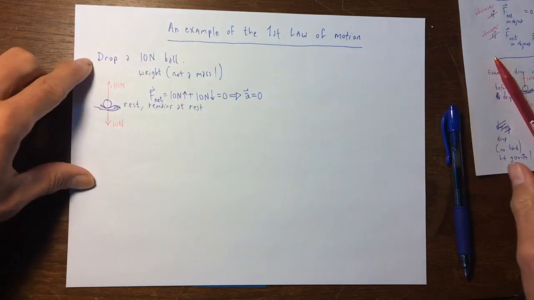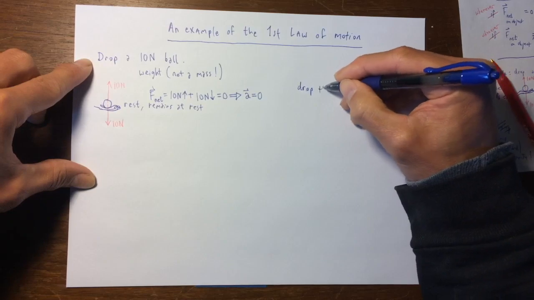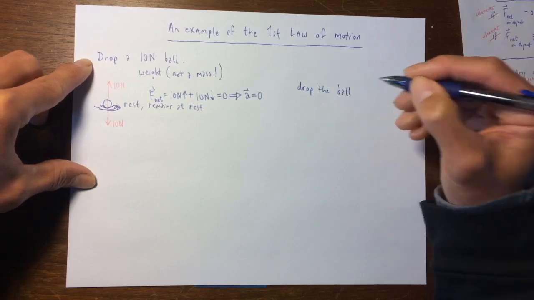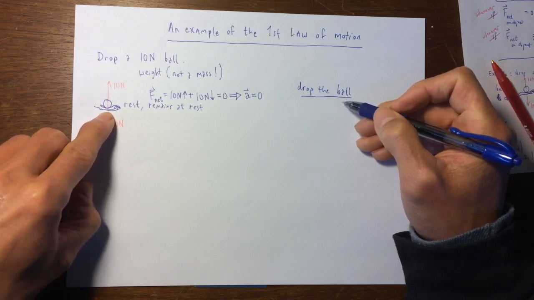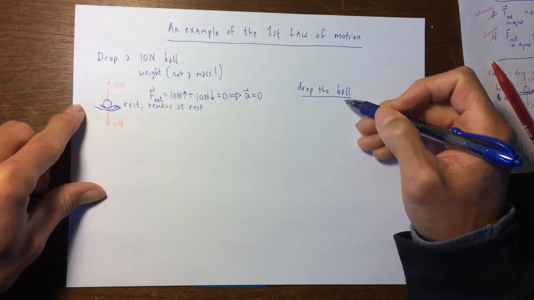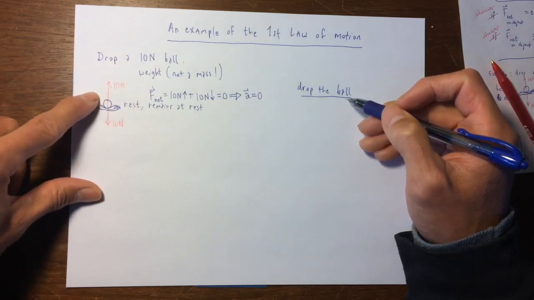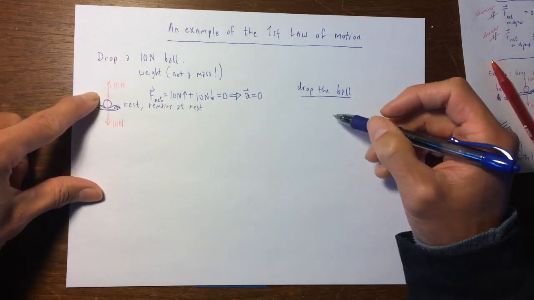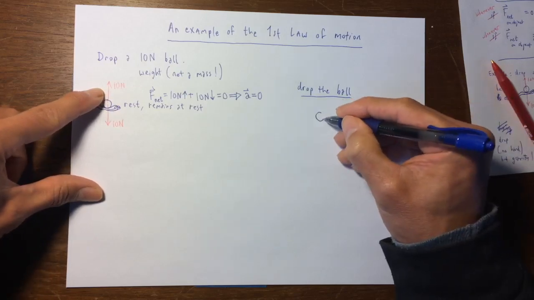But we're talking about dropping a ball. So let's drop the ball. What that means is you're going to remove your hand. And once you remove your hand, you can no longer cause the 10 newtons of support force. That is, we're going to remove the support force. So all of a sudden, here is the ball.